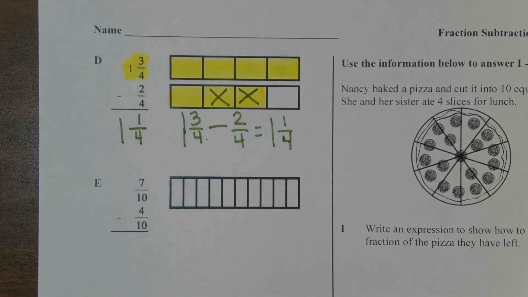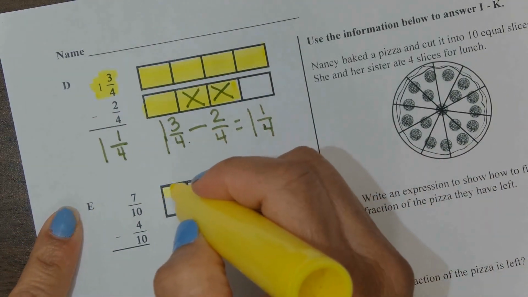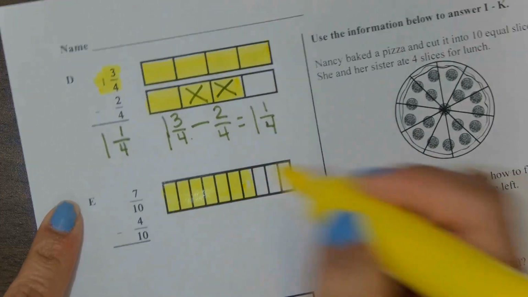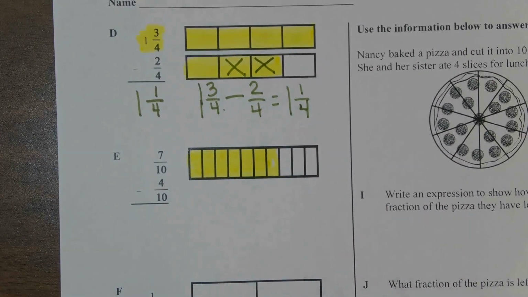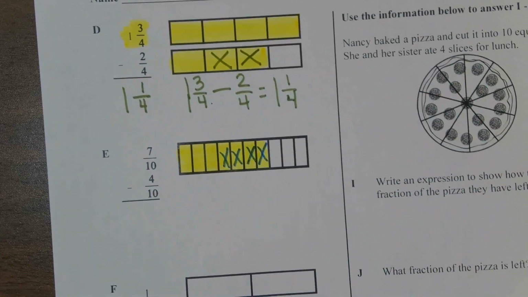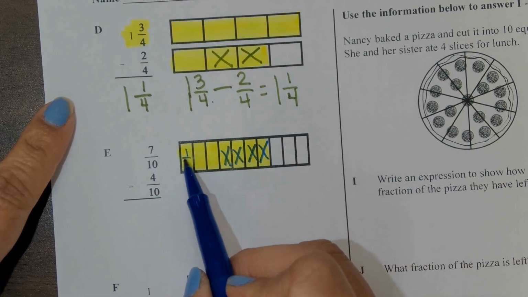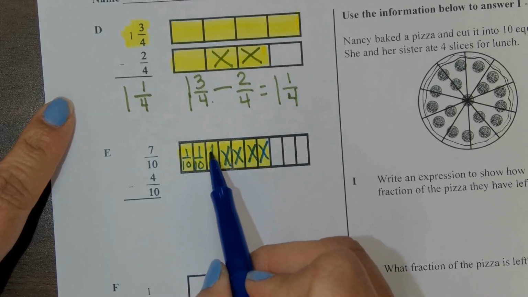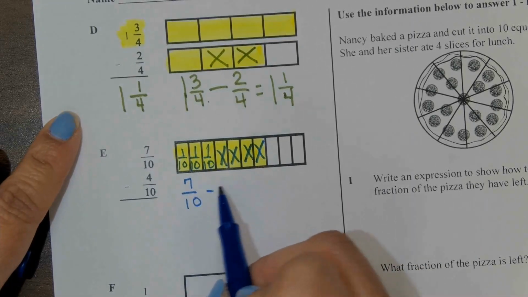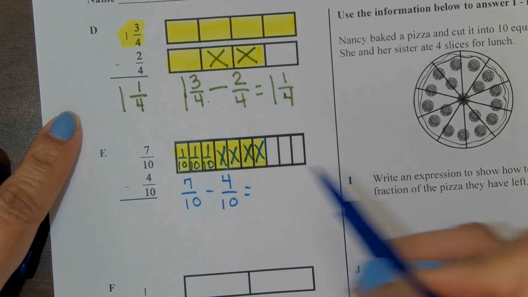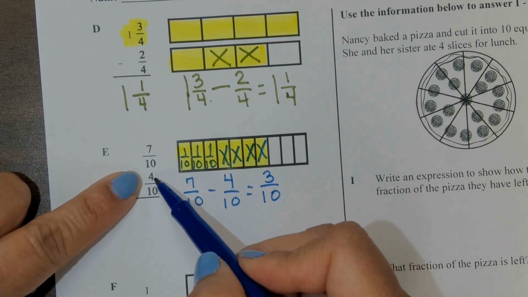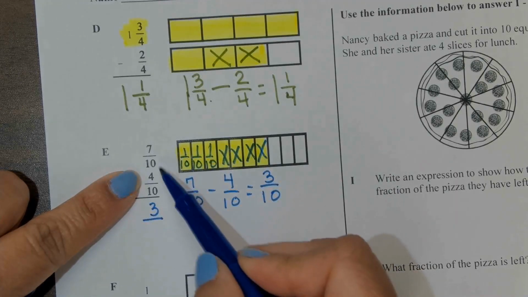Letter E, shade in 7/10. 1, 2, 3, 4, 5, 6, 7/10. And subtract 4/10. 1, 2, 3, and 4. I have 1/10, another 10th, and another 10th left over. So I have 3/10 left over. So 7/10 minus 4/10 equals 3/10. 7 minus 4 is 3. My denominator is 10.